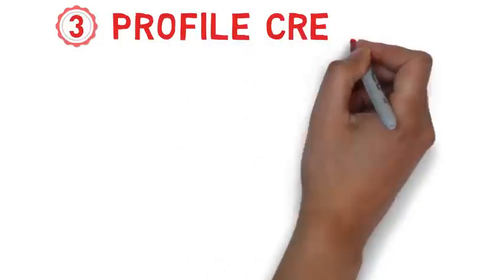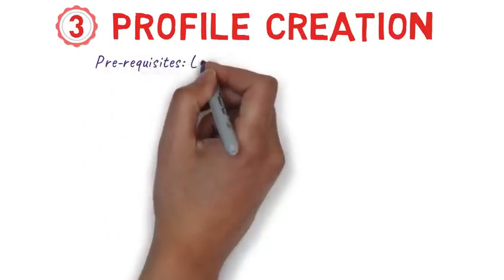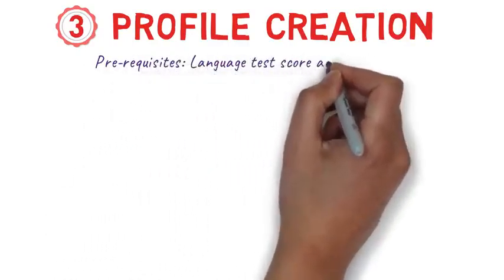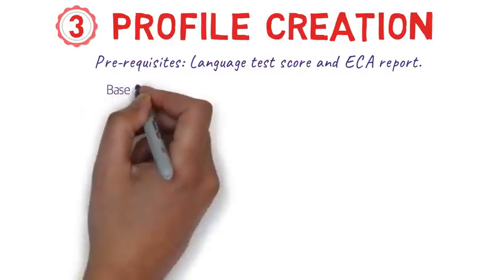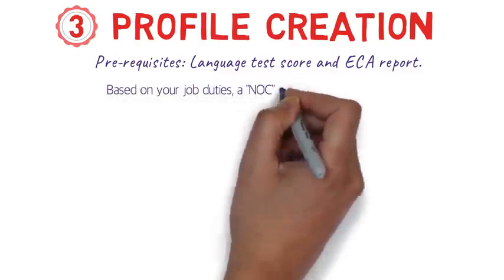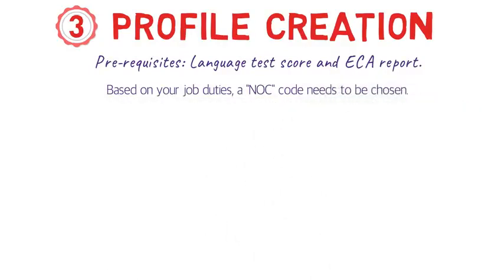Okay, now the step 3, creating your Express Entry profile. There are a few prerequisites before you create the profile. You should have your language test score and your ECA report ready with you, which means your step 1 and step 2 should be implemented before you implement your step 3. So, based on your job duties, a NOC code needs to be chosen by you.